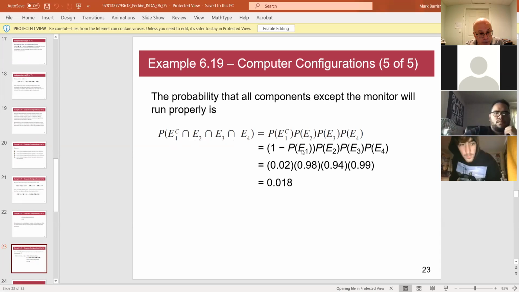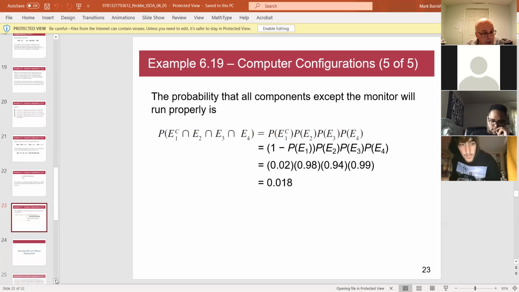The probability of an event, and that's P(E1) for the monitor, means the probability it's functioning properly. The probability that it's defective is 1 minus that. So that was 0.98 for E1. The probability of E1 is 0.98, so 1 minus it is 0.02. The probability that the other 3 are working is just, again, you multiply those 3 probabilities: 0.98, 0.94, 0.99. So the probability that all the components except the monitor will be running properly is 0.018. Small probability, just a 1.8% chance of that happening.